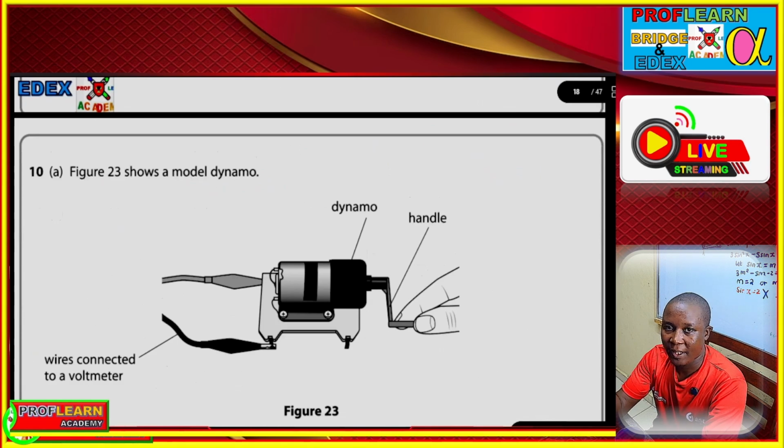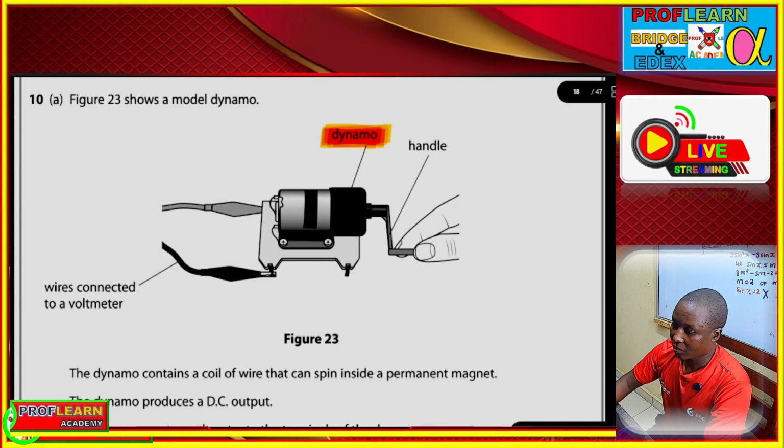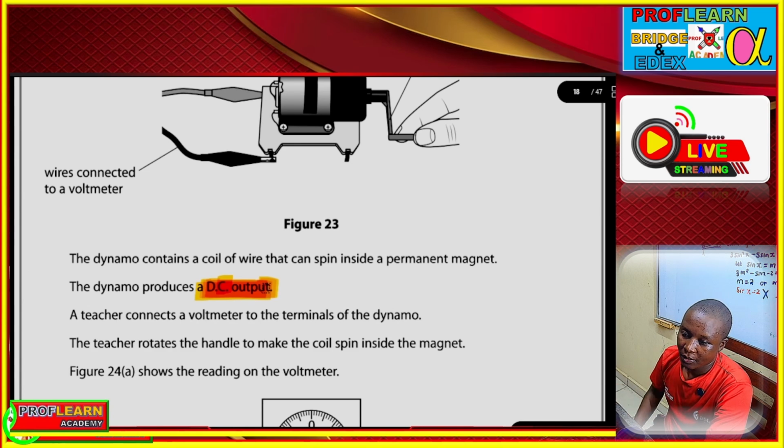So a dynamo is used to generate electricity, and when it's rotated, a coil cuts within the magnetic field. The dynamo contains a coil of wire that spins inside a permanent magnet, and when that coil spins, it cuts through the magnetic field, and that's why EMF is induced in the coil. The teacher connects a voltmeter to the terminals of the dynamo, isn't it?